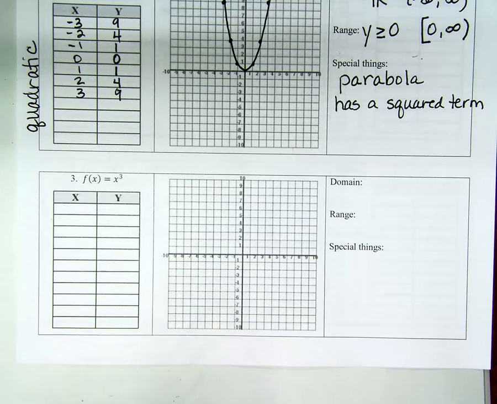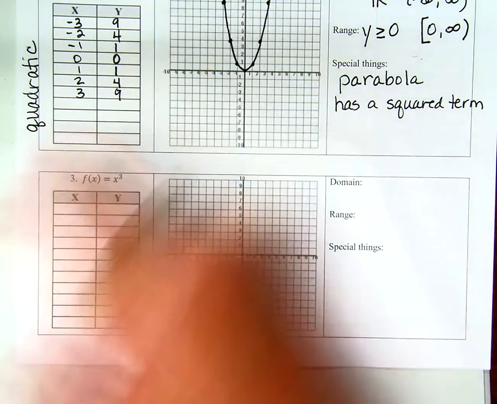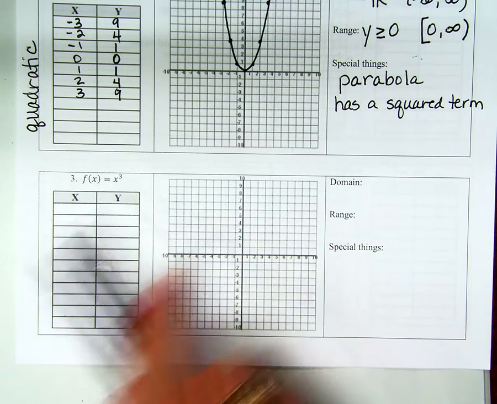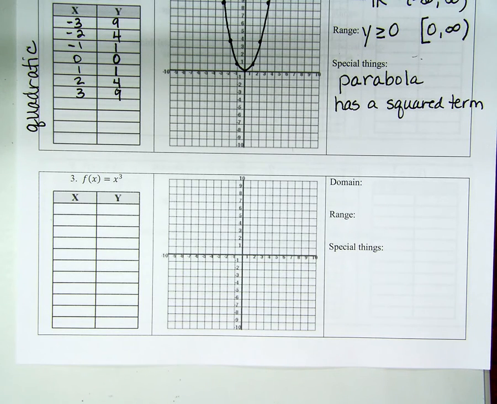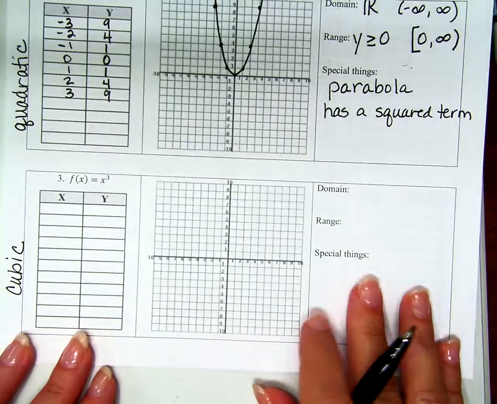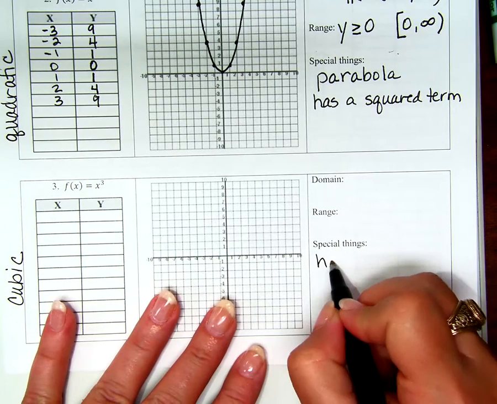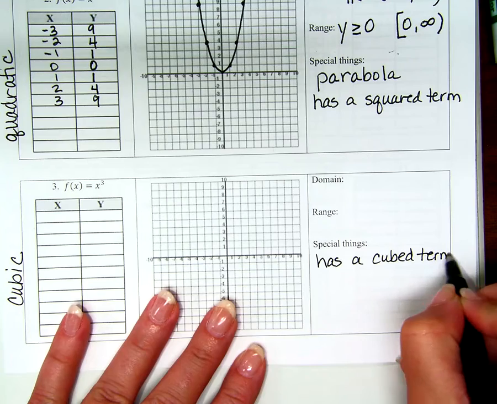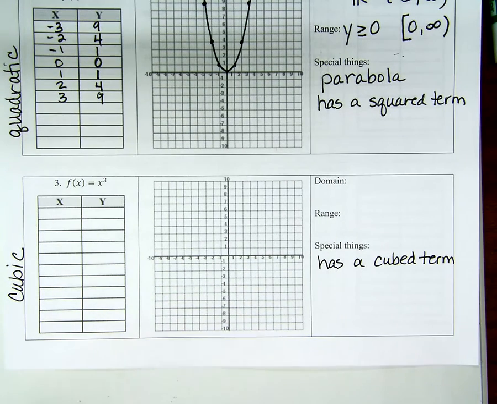Okay. What about number 3? It's a good guess, and I know you guessed that on this one too because it has an exponent, but exponential is when there's a variable in the exponent. Okay. So what's this one called? It's a cubic. That's exactly right. How do you know it's a cubic? Because it has a cubed term. We can make it one word.